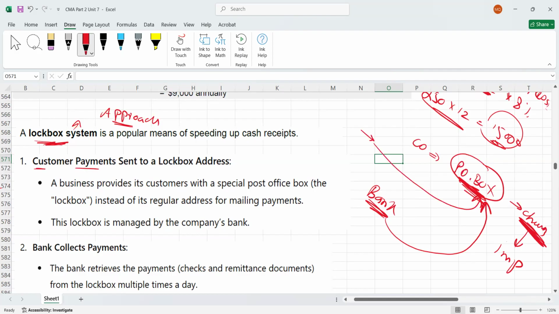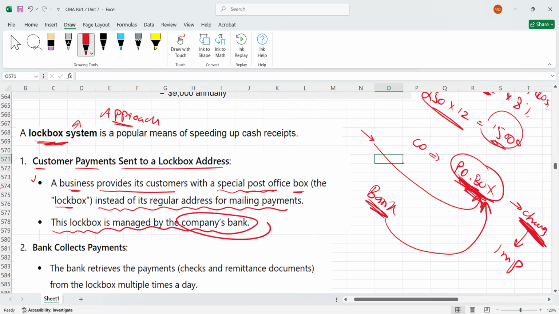Number one, customer payments sent to the lockbox address. Here they're saying a business provides its customer with a special post office box, which is the lockbox, instead of its regular address for mailing payment. So you will have a designated PO box, maybe in different locations. So this lockbox is managed by the company's bank.